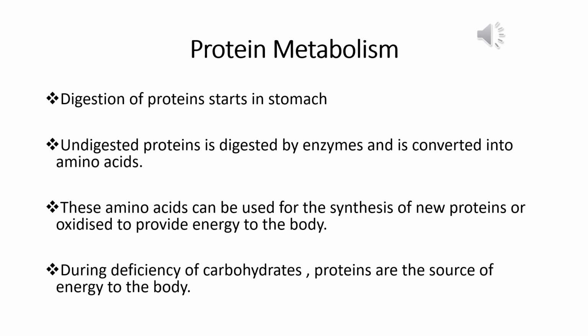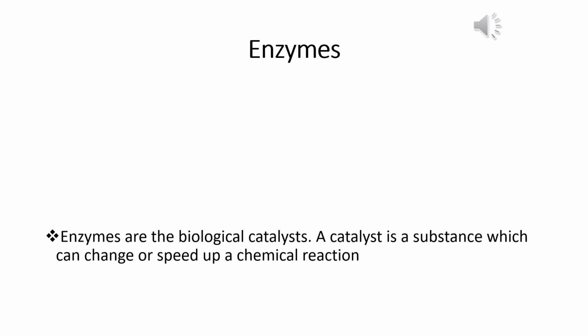The human body uses amino acids to make proteins to help the body or to break down the food. These amino acids can be used for the synthesis of the new proteins or oxidized to provide energy to the body. During the deficiency of the carbohydrates, students, proteins are the source of energy for the body.